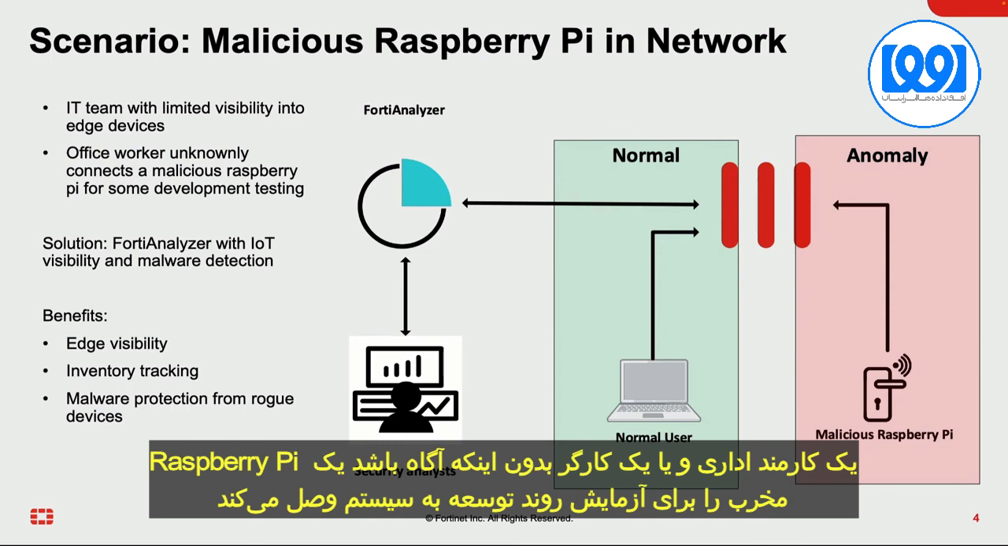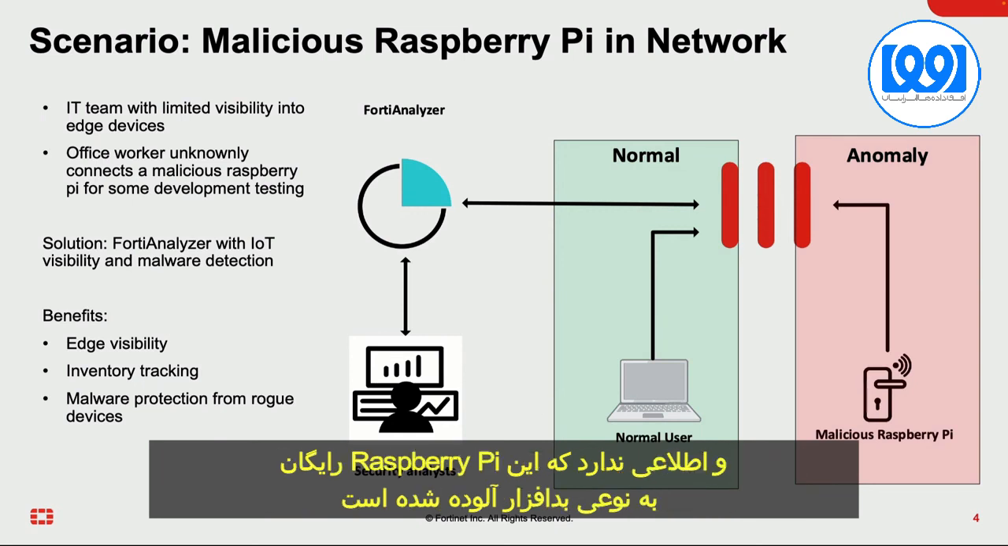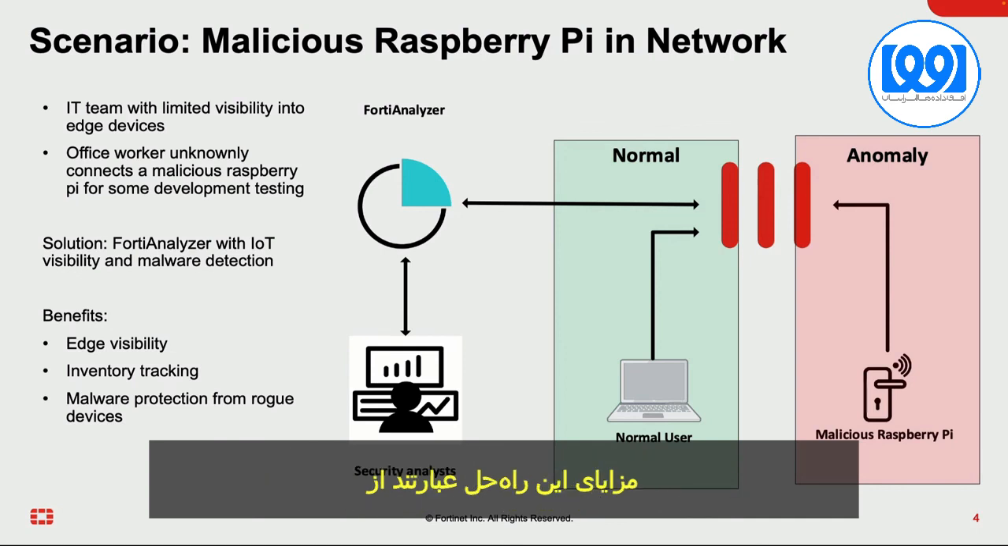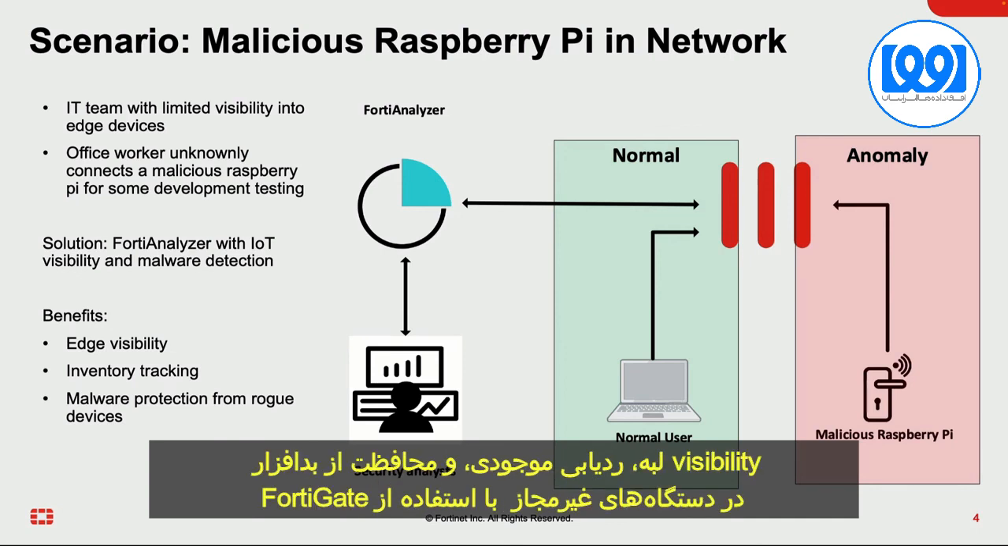An office worker unknowingly connects a malicious Raspberry Pi for some development testing without knowing that the free Raspberry Pi that they got was installed with some sort of malware. The solution here is FortiAnalyzer with IoT visibility and anomaly detection. The benefits include edge visibility, inventory tracking, and malware protection from rogue devices with FortiGate.